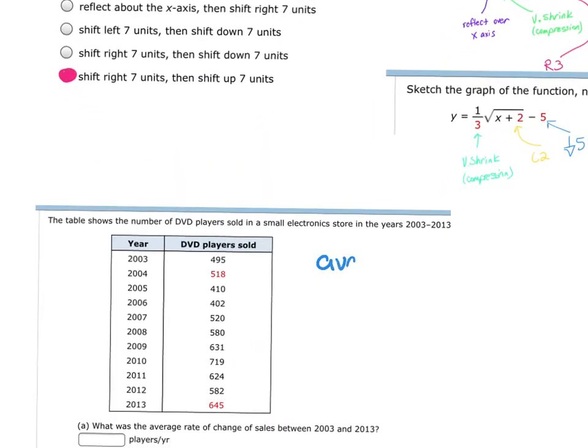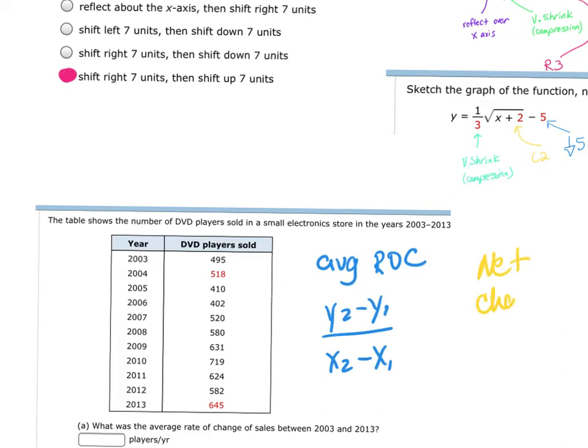If we talk about average rate of change, that's just our slope formula. Remember, y2 minus y1 over x2 minus x1. If they want to know the net change, all that is y2 minus y1. It's just the y's. That's it.